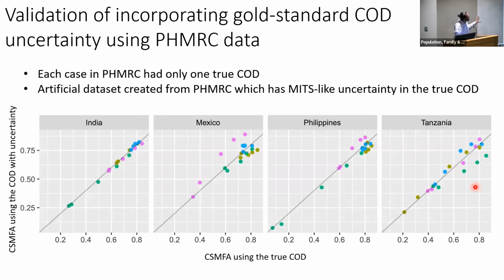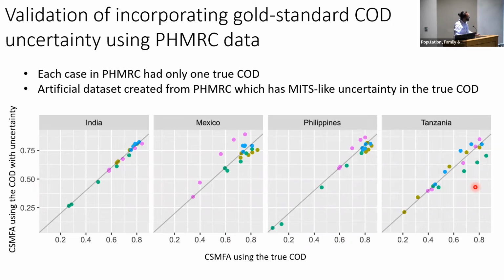And we also validated this method in the PHMRC data. There is no multiple true cause of death in the PHMRC data. So we just created artificial data where we paired two cases with different true cause of death to create a single case with an uncertain cause of death. And so this is not truly PHMRC data, but a toy simulation data created from PHMRC.